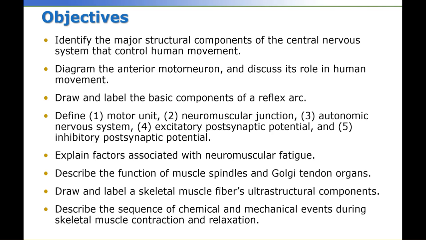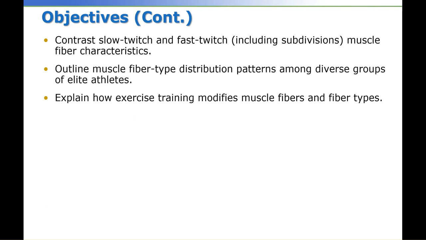Explain factors associated with neuromuscular fatigue. Describe the function of muscle spindles and Golgi tendon organs. Draw and label skeletal muscle fibers, ultrastructural components. Describe the sequence of chemical and mechanical events during skeletal muscle contraction and relaxation. Contrast slow twitch, fast twitch, including subdivisions, muscle fiber characteristics, outline muscle fiber type distribution patterns among diverse groups of elite athletes, explain how exercise training modifies muscle fibers and muscle fiber types.